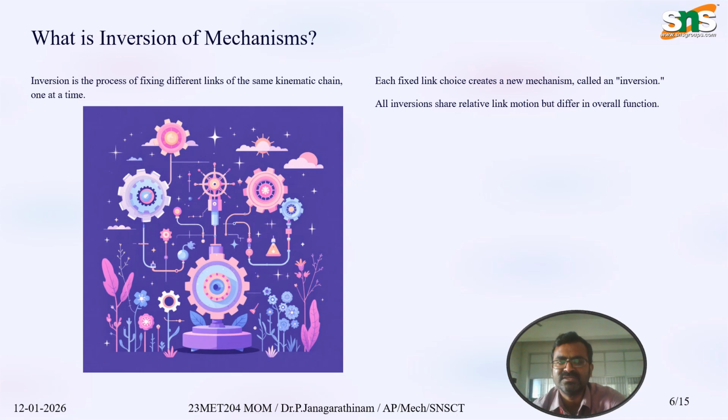So what is the inversion of mechanisms? We have already discussed different types of joints and links that are combined together to form a mechanism. When we make some modifications, that is called inversion. Inversion is the process of fixing different links of the same kinematic chain, one at a time. Each fixed link choice creates a new mechanism, and that is called inversion. We simply modify the fixed points and link positions and implement the new mechanism. That is known as inversion.